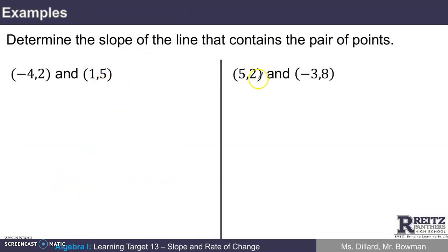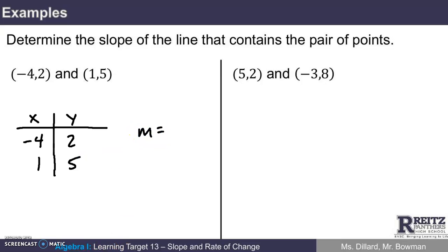Okay, let's work a few together. I'll work a couple and then I'll pause the video and ask you to try. Let's define the slope of the line that contains these 2 points. And I'm really going to model this idea of let's make the table. So let's make an xy table for negative 4, 2. Let's use 1, 5. And let's find delta y and delta x.